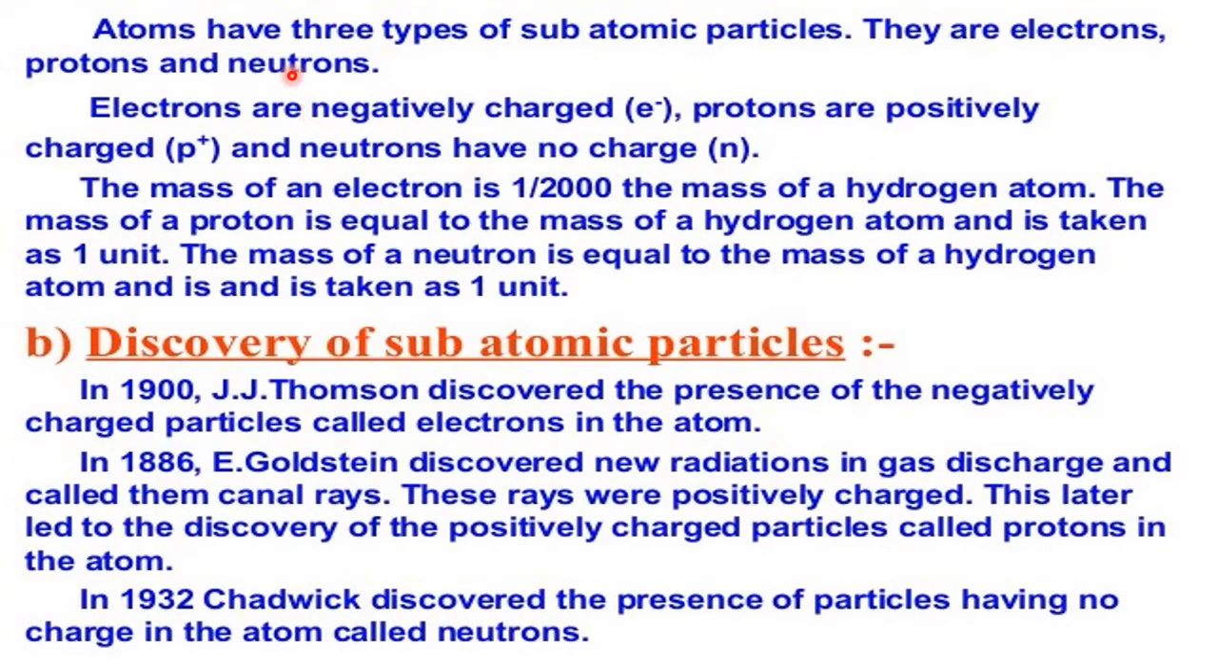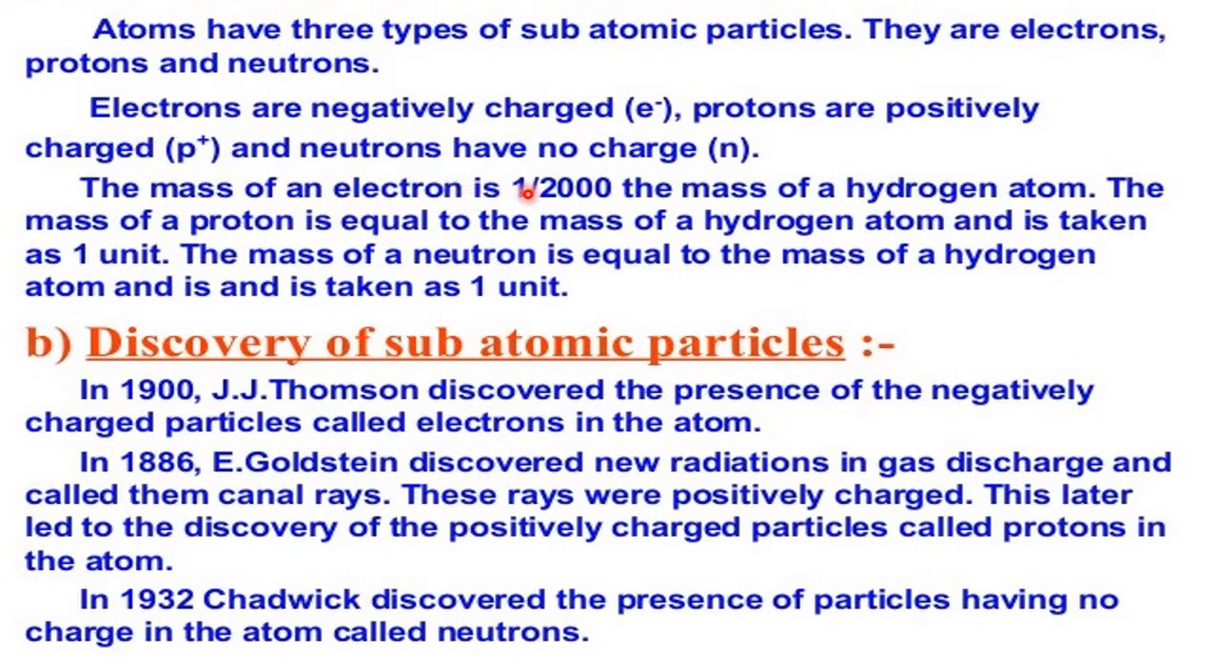Now, atoms have three types of subatomic particles. They are electrons, protons, and neutrons. Electrons are negatively charged, e negative. Protons are positively charged, p positive, and neutrons will not have any charge. So these are the three subatomic particles that you find in atoms.